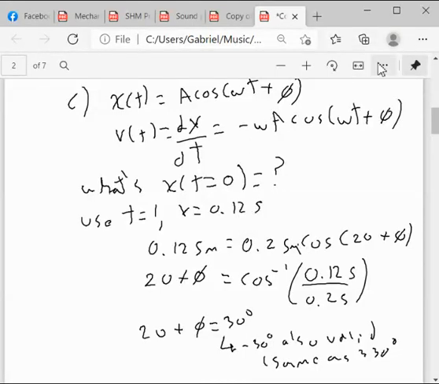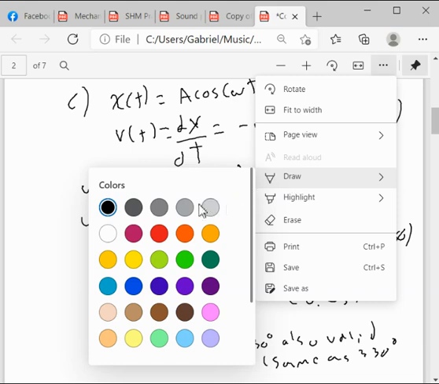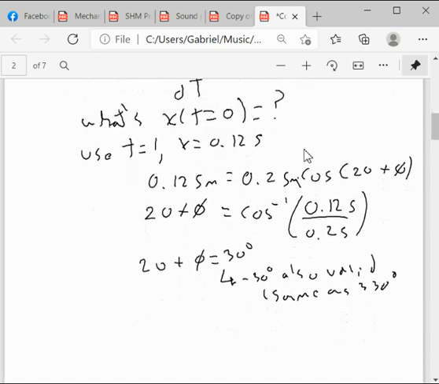Actually, I'm realizing now that I wrote the velocity formula here wrong. I wrote sine instead of cos. When you derive cos, you get a negative sine function. So the velocity formula should read sine here. Okay, so there's two angles. They're valid, 30 or minus 30, and whichever one you plug into your cos function, it'll work.